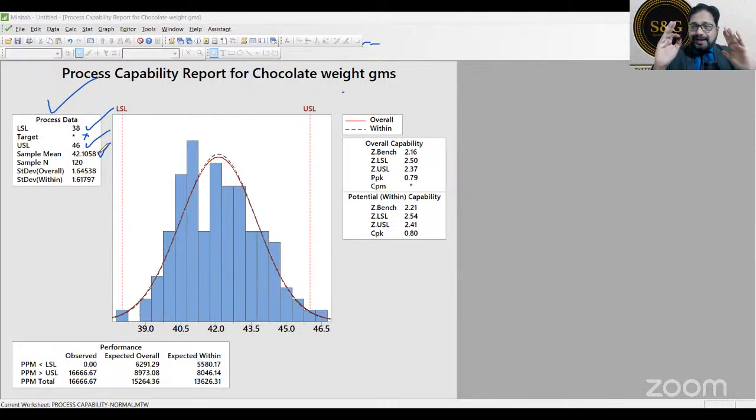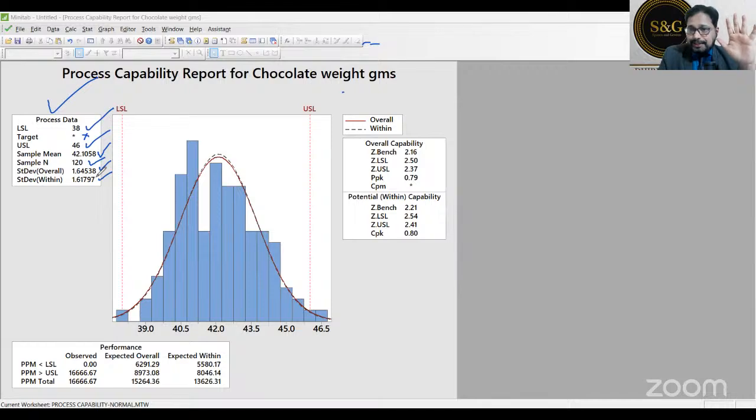These 120 data points are the sample. Its average is 42.10. That means out of 140, the average of these 120 data points, 120 chocolates, is 42.10 gram average weight. N is equal to the number of samples, 120. And this is the standard deviation, overall and within. Now, the question is, what is overall and what is within?